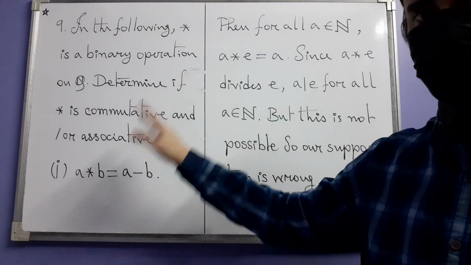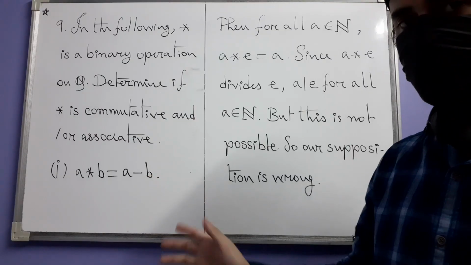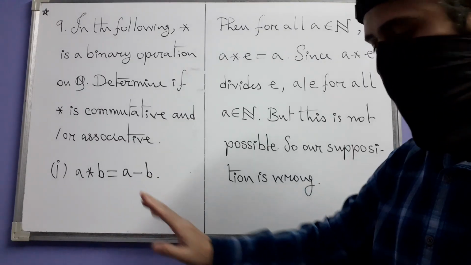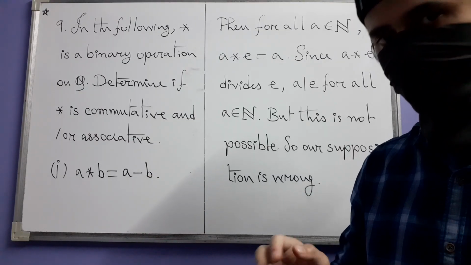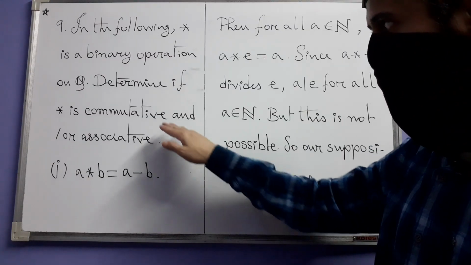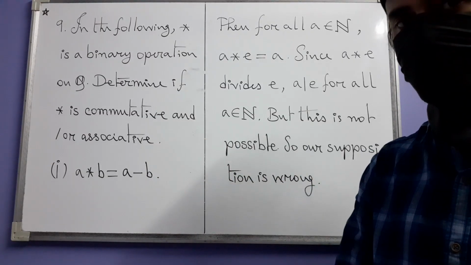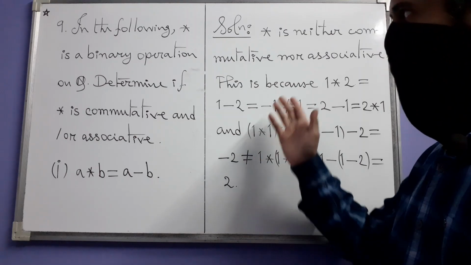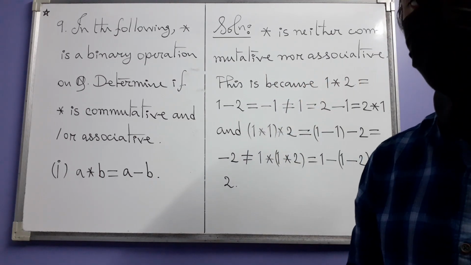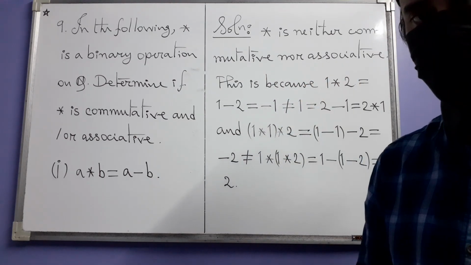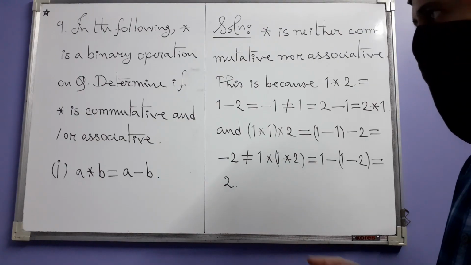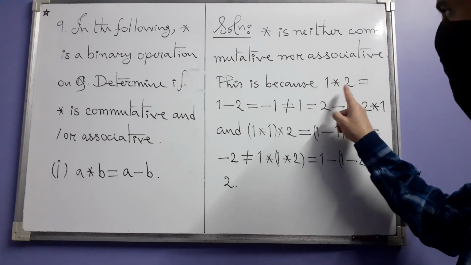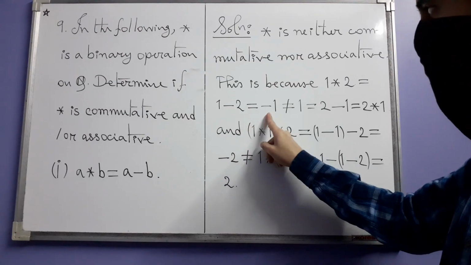That's also the case with the other parts. We don't have to decide if it's a binary operation. It will be a binary operation. We have to decide whether it's commutative and or associative. The operation is neither commutative nor associative, as you may have already guessed. It's not commutative, that's pretty easy to see. 1 star 2 is 1 minus 2, which is minus 1.